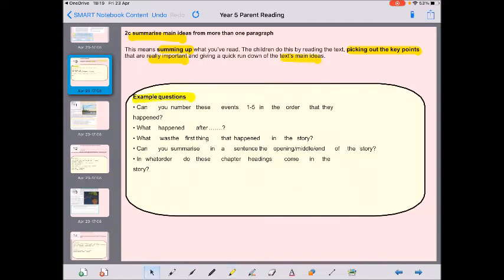Our example questions here are, can you number these events 1 to 5 in the order that they happened? What happened after? What was the first thing that happened in the story? Can you summarise in a sentence the opening, middle, end of the story? In what order do these chapter headings come in the story?